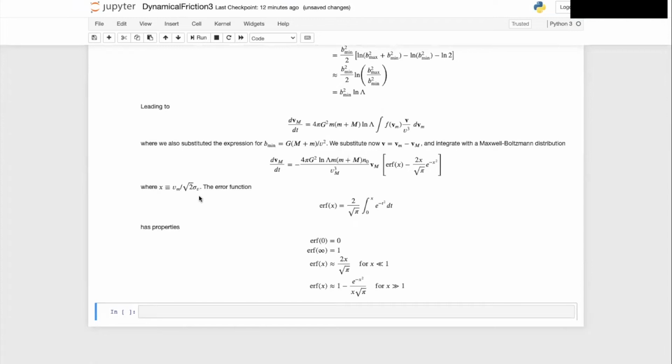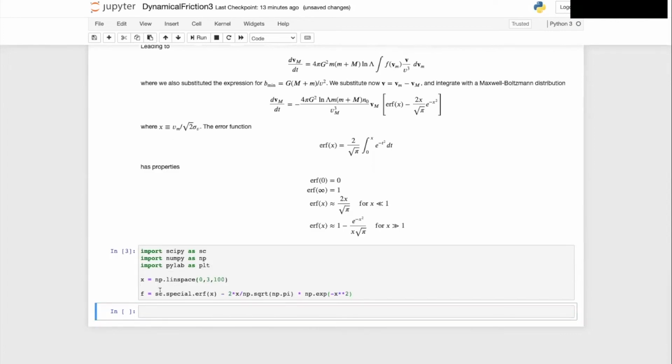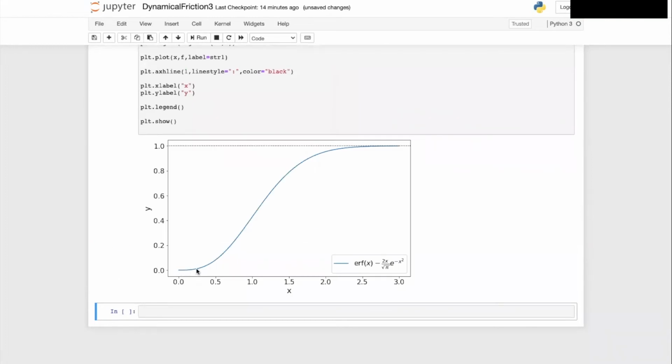We're mostly going to use values of x between 0 and 3 and center at around 1, because x here is v over the velocity dispersion. So we can check here how this expression will behave. Let's plot the function. Let's define this parenthesis, which is the error function minus 2x over square root of pi times the exponential of minus x squared. So there we go. That's the behavior of the error function.